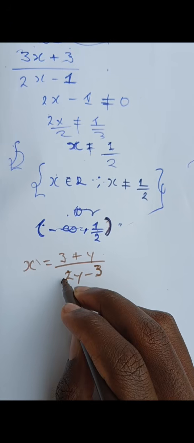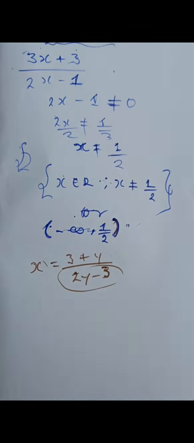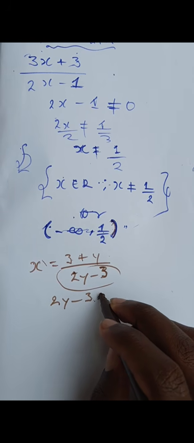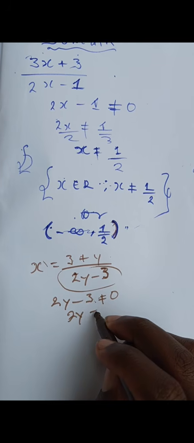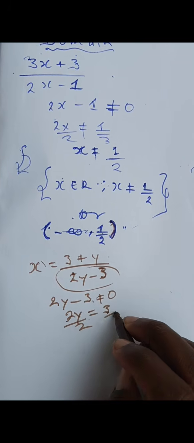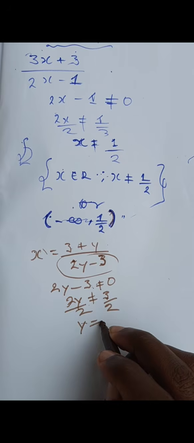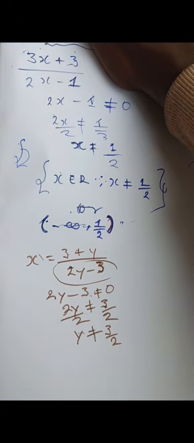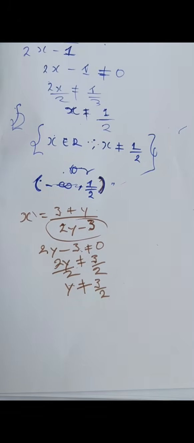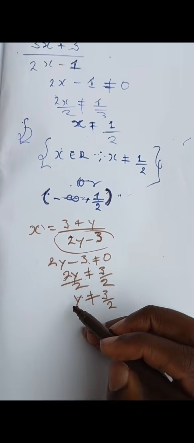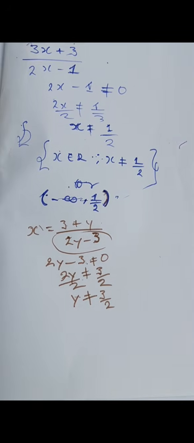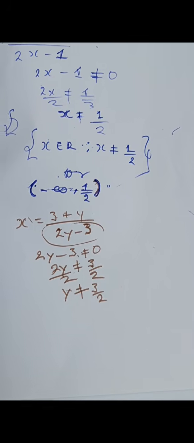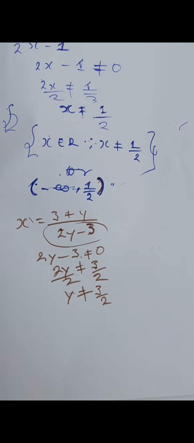So to find the range, get the denominator and say it should not be equal to 0. So we say 2y minus 3 should not be equal to 0. So y should not be equal to 3 over 2. Like we presented the answers for domain, the same way we present the answer for range as well. The difference is that for range, we deal with y and we pick a different fraction, and for domain we deal with x and we pick the original function given in the question.